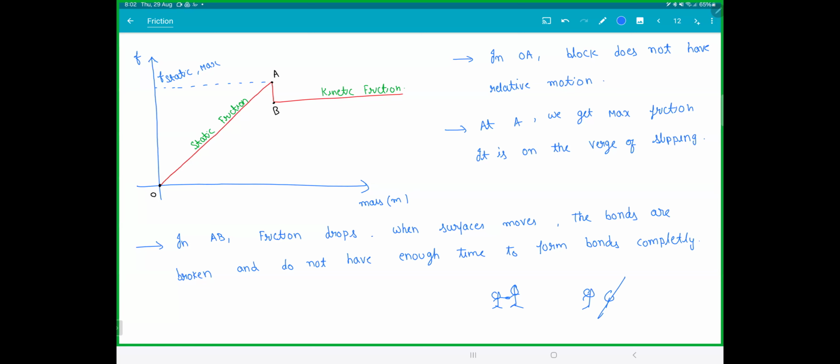Basically, the cold welding joints. But if you stop the block for a second and leave it, the bonds will completely form. Again, the friction becomes strong. So this was the catch. In order to make it move, it is more difficult. Once it moves, it is easy to keep pushing it. This results in weaker bonds. Therefore, friction drops. That was the reason why the friction suddenly drops.